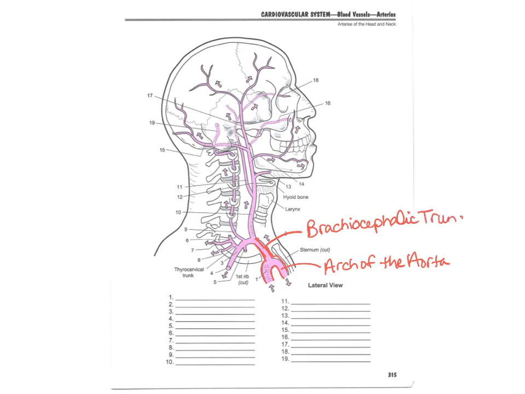What you can't see are the other two branches coming off the arch of the aorta, which is the left common carotid artery and the left subclavian artery. So we see this brachiocephalic trunk, and the brachiocephalic trunk divides, and the first division over here, that will be called the right common carotid artery. And then the other branch coming off of that, that major branch there, that is called the right subclavian artery.